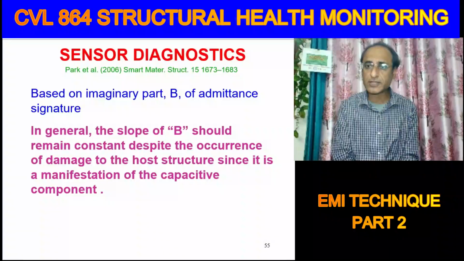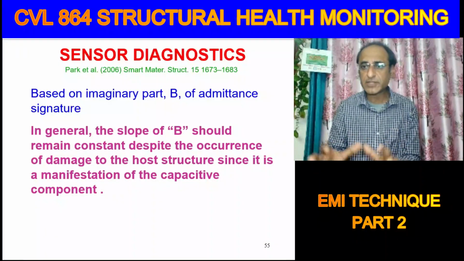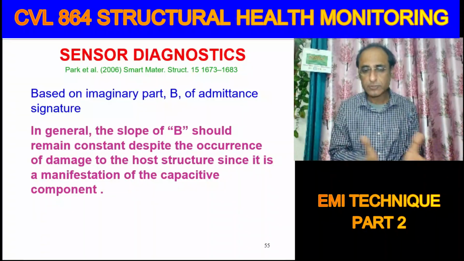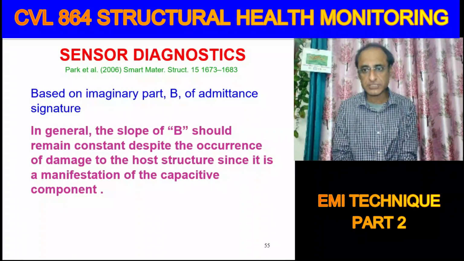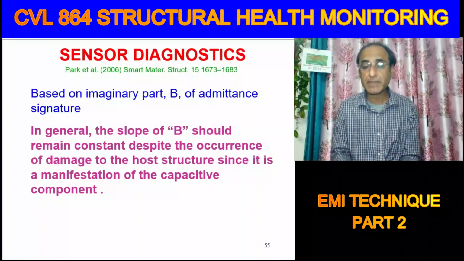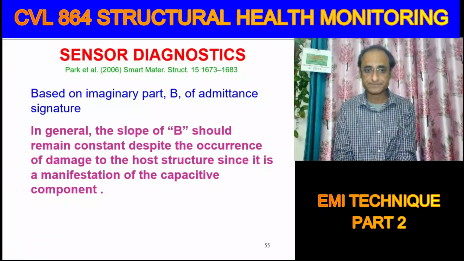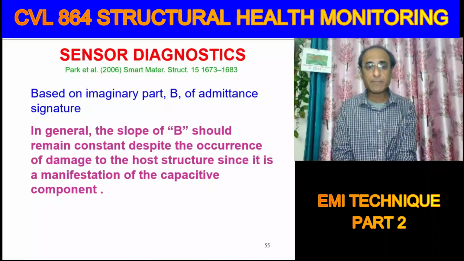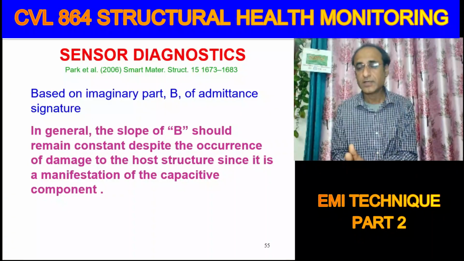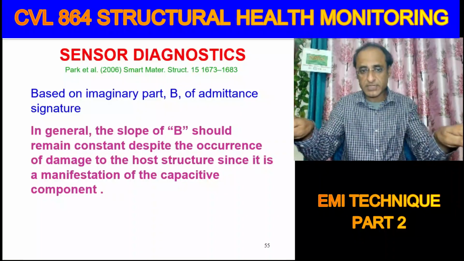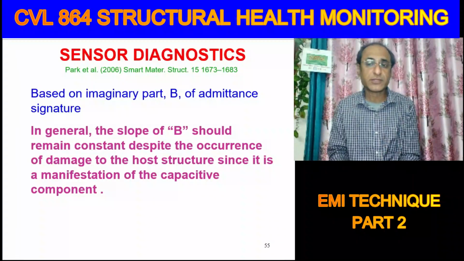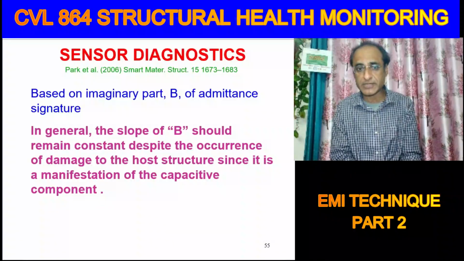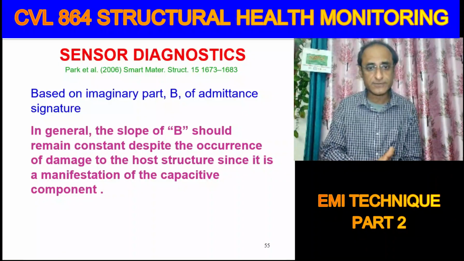Even if there is occurrence of damage, the slope is basically capacitive in nature. Slope is a measure of the capacitance part, so it does not change because it is a function of epsilon 33, the permittivity. But if there is damage to the patch, the patch may be broken into two parts. Suppose the patch is broken in two parts, then what will happen to the capacitance? Will it reduce or increase?